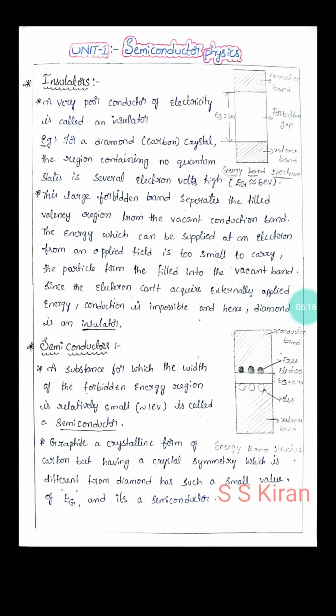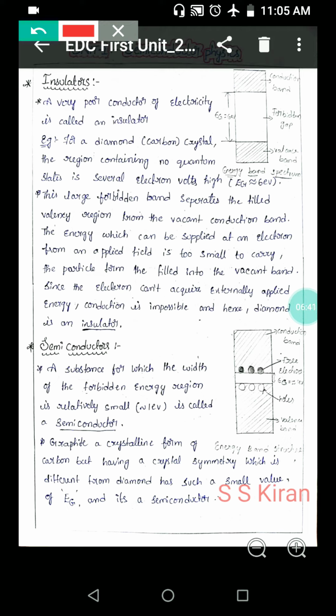Now we can start with insulator. The first and foremost important point is that an insulator is a very poor conductor of electricity. Which material is a poor conductor of electricity? Those materials are called insulators. See here, I have underlined it. A material that is a poor conductor of electricity is called an insulator, right?